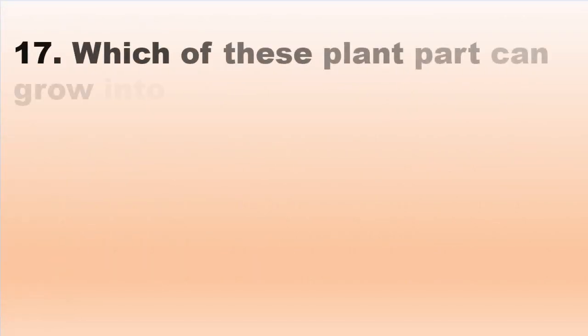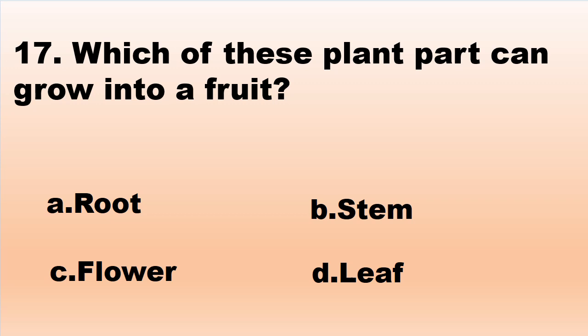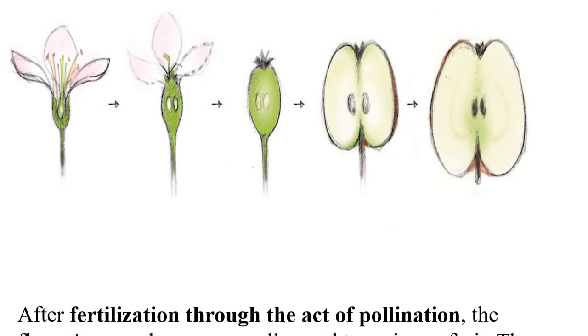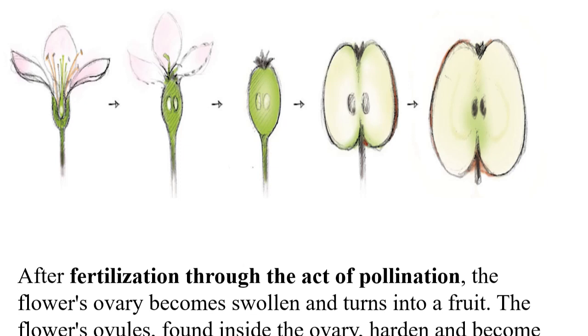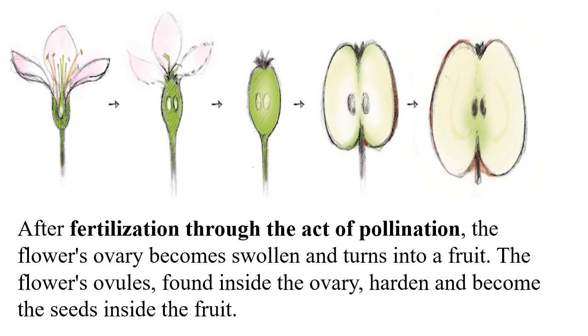Which of these plant parts can grow into a fruit: root, stem, flower, leaf? Flower. After fertilization through the act of pollination, the flower's ovary becomes swollen and turns into a fruit. The flower's ovules found inside the ovary harden and become the seeds inside the fruit.